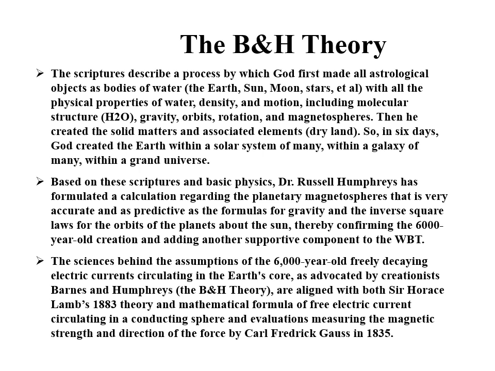So in 6 days, God created the earth within a solar system of many, within a galaxy of many, within a grand universe. Based on these scriptures and basic physics, Dr. Russell Humphreys has formulated a calculation regarding the planetary magnetospheres that is very accurate and is as predictive as the formulas for gravity and inverse square laws for the orbits of the planet about the sun, thereby confirming the 6,000-year-old creation and adding another supportive component to the Wallen biblical timeline.